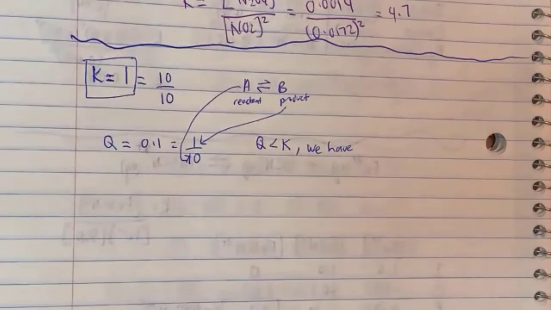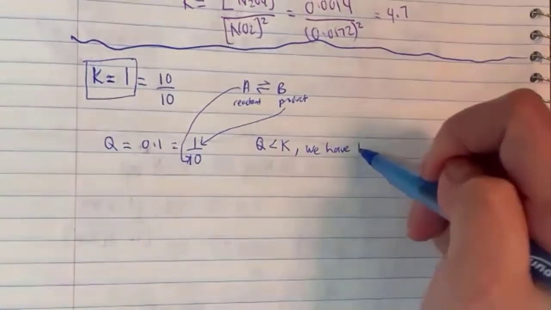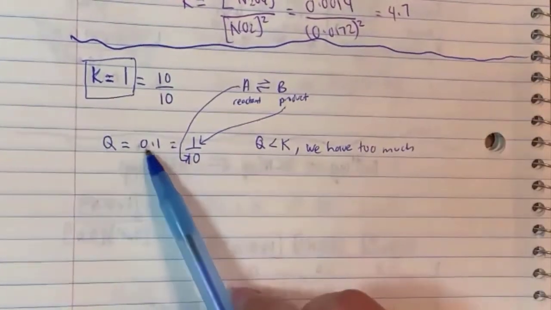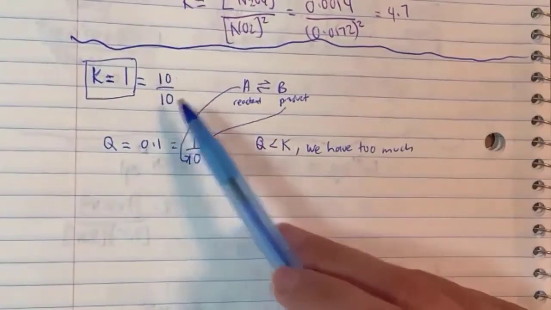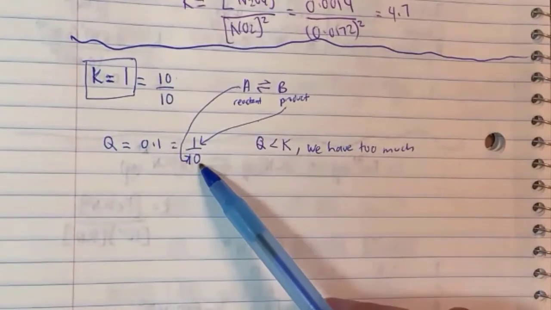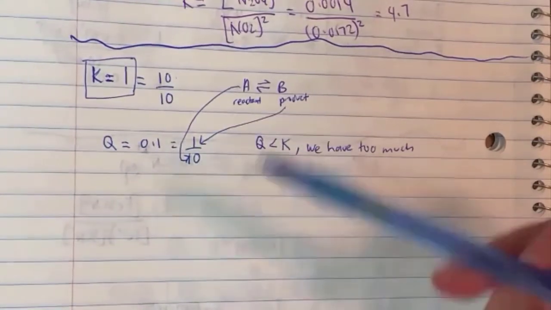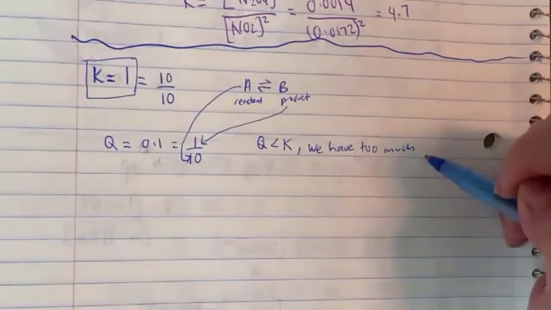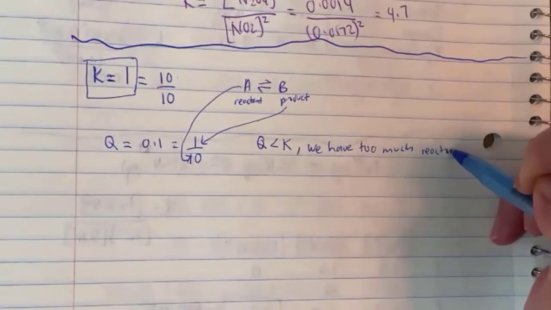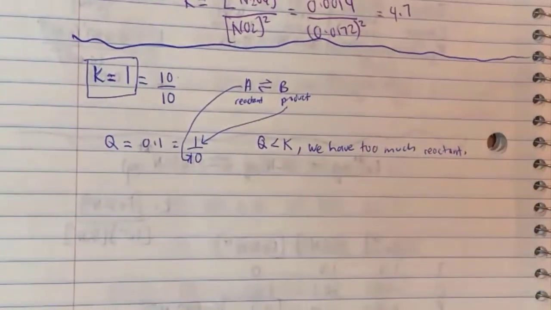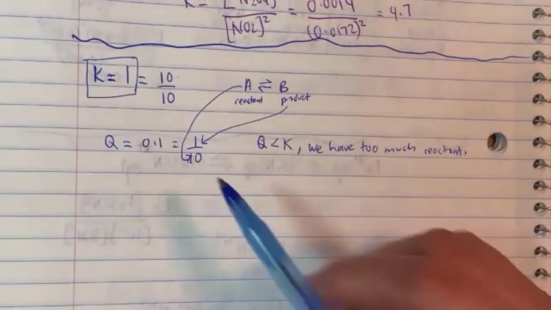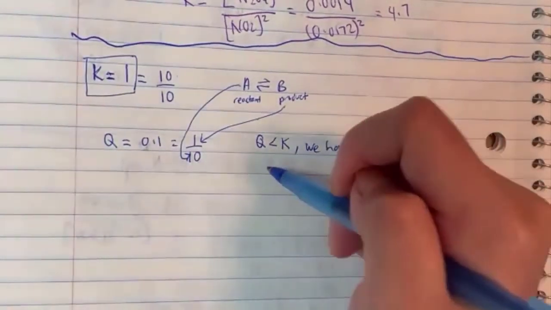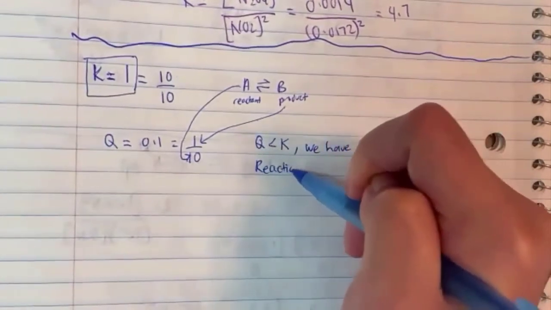too much of something. Too much what? So if you wanted Q to turn into K, you wanted the ratio to be the same. But now you have way too much stuff on the bottom, agree? Because it's not a 1-to-1 ratio, now it's a 1/10 ratio. So basically you have too much reactant here. So when Q is smaller than K, it's a smaller number because you have too much reactants on the bottom. So if you have too much reactants, the reaction is going to try to fix that.